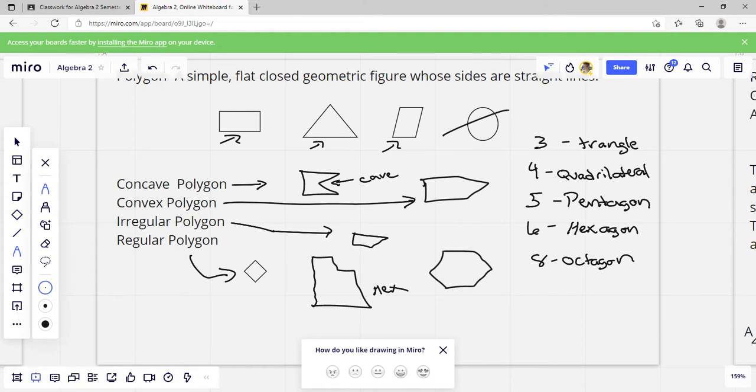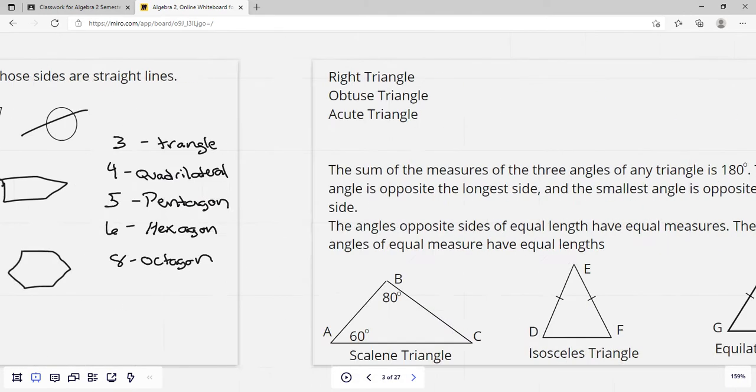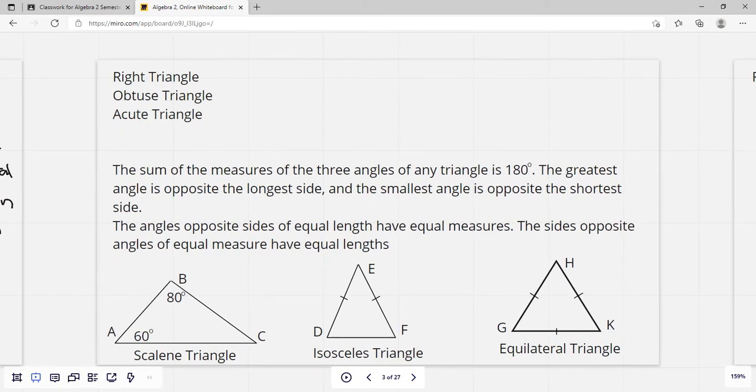All those diagrams with pictures, much better than mine, are on page 19 of your textbook. So always follow along in your textbook as I'm doing these videos.